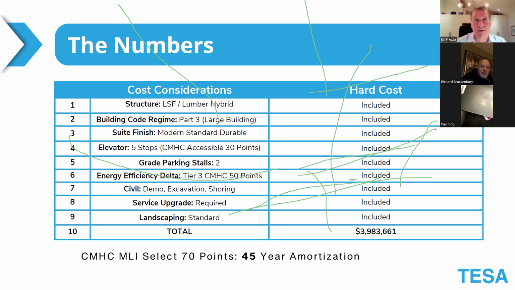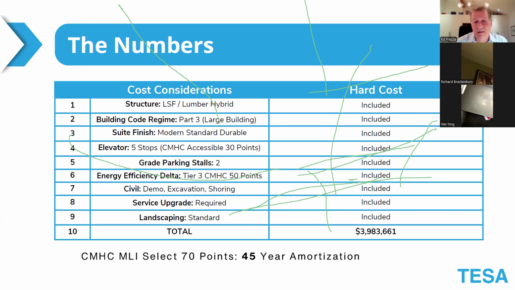Elevator, I mentioned this building will have an elevator, and because it's got 4 stories, it needs it. So that will be included. That would actually help us with the accessibility. Now, we're not making the whole building accessible, but the fact that we're putting an elevator in place gives us some CMHC points based on accessibility. We have 2 garage parking. We are going above and beyond the energy efficiency of the Ontario Building Code, and so that's going to get us 50 points right there.